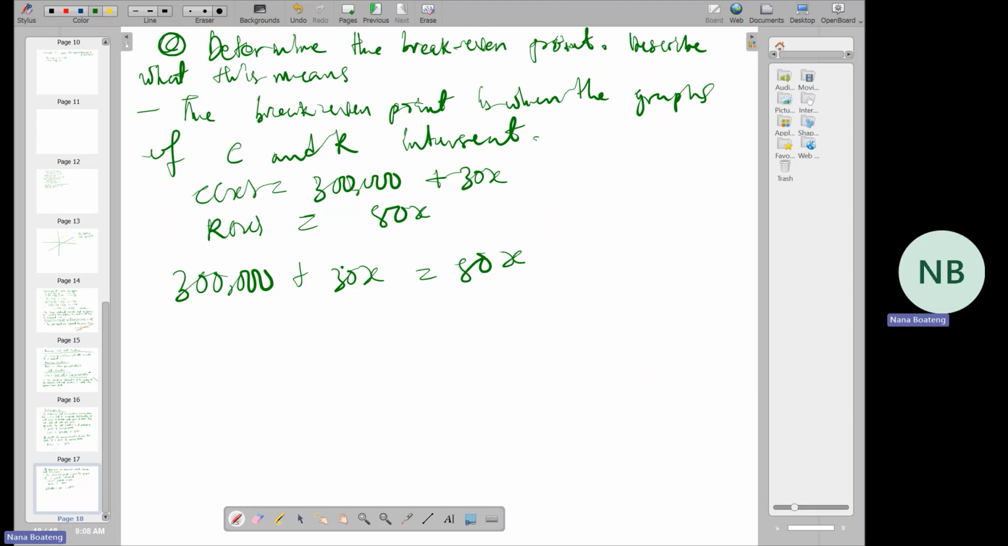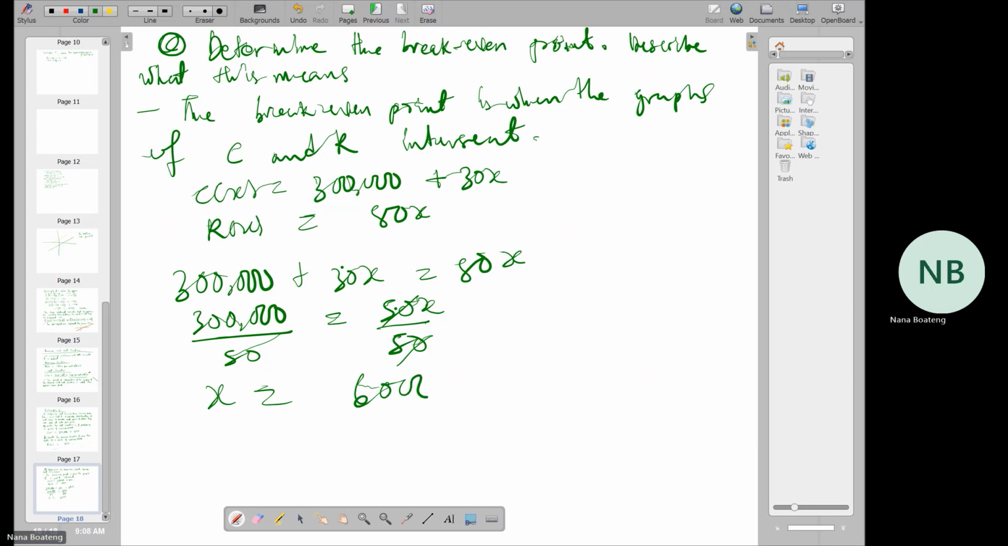If we subtract 30x on both sides, we have 300,000 is equal to 80 minus 30x, which gives us 50x. We can divide both sides by 50, and so we have x is equal to 6,000. So 6,000 units represents the break-even point.